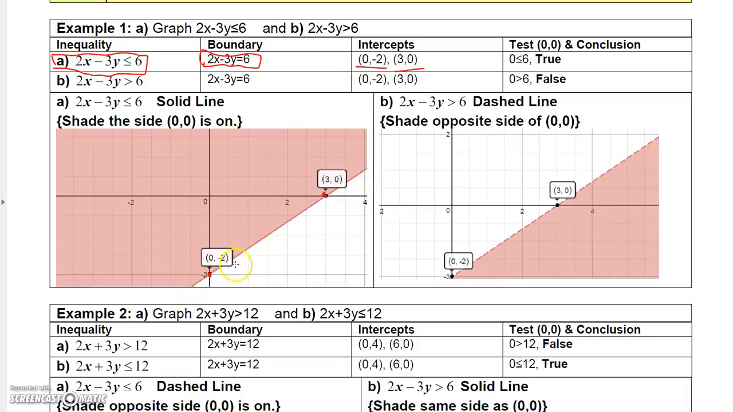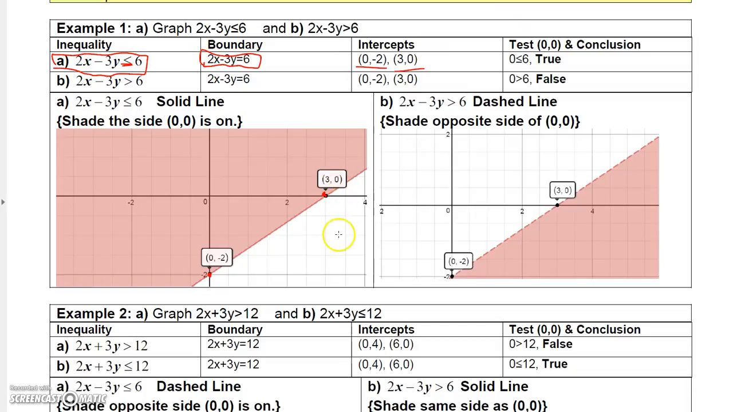Now notice that this line is solid. It's a solid line because my inequality has the equal to there with the inequality, which means all of the points on the line are actually part of the solution. So I have to draw a solid line to emphasize that.